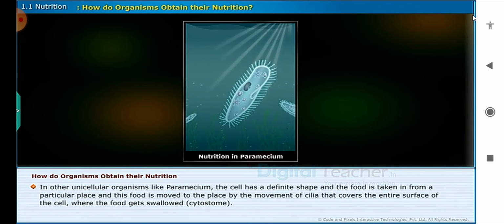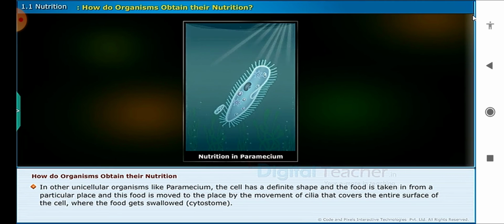In other unicellular organisms like paramecium, the cell has a definite shape and the food is taken in from a particular place, and this food is moved to the place by the movement of cilia that cover the entire surface of the cell, where the food gets swallowed.